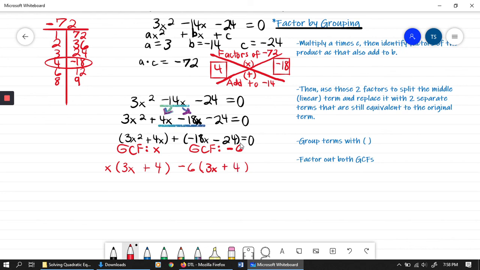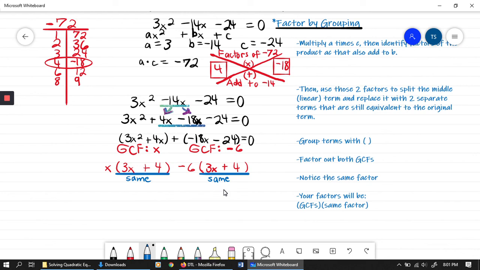What we should notice here, at this place where we have factored out the GCFs, is that we've got the same factor: the 3x plus 4 from that first group, and the same 3x plus 4 from that second group. Having that same factor lets us know that we are on the right track. In the end, we'll use that same factor when we write out our two final factors.